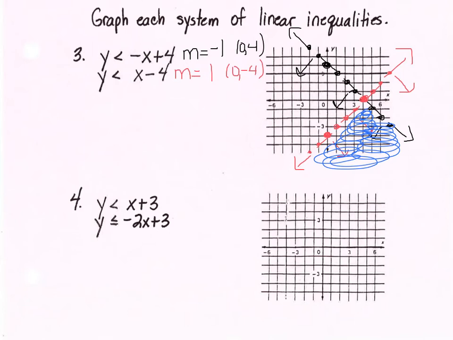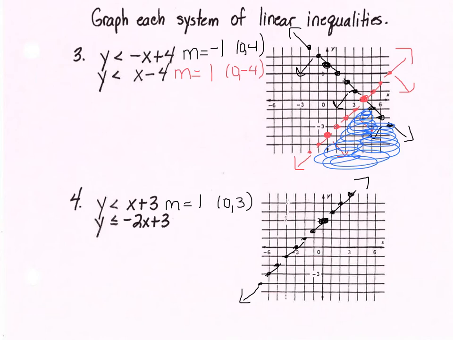Let's take a look at problem number 4. In number 4, I can look at this and realize that my slope is equal to 1 and that 0, 3 is my y-intercept. Let's plot that point first: 0, 3. My slope is 1, so go up 1 and right 1. You can also go down 1 and left 1 as much as you want, and I would encourage you to do it as many times as possible. I'm going to look at my inequality symbol. Since it is just less than, without the equal to, I'm going to have a dashed boundary line.